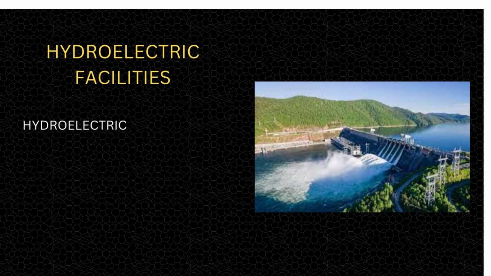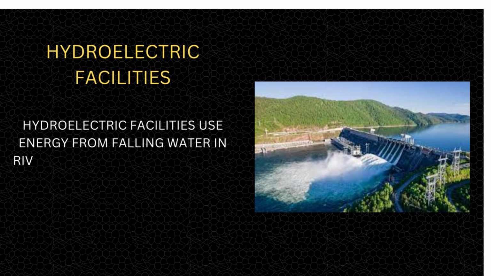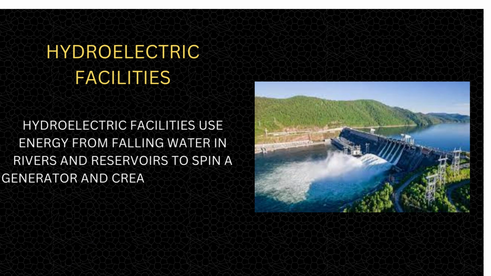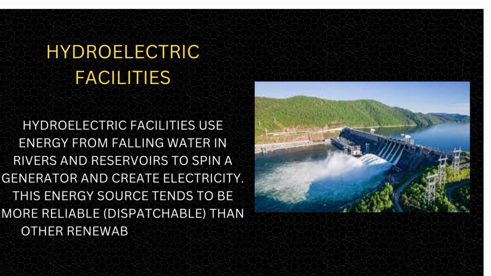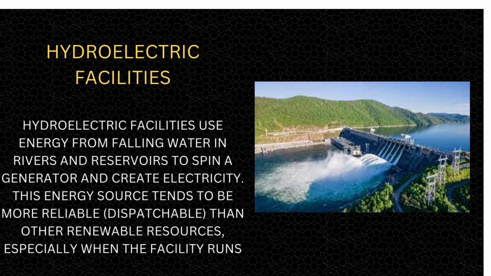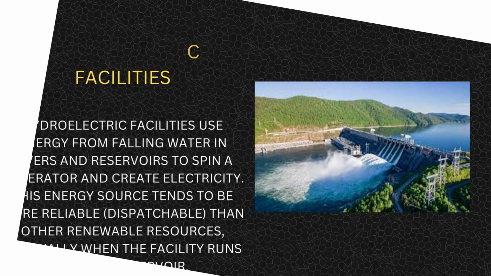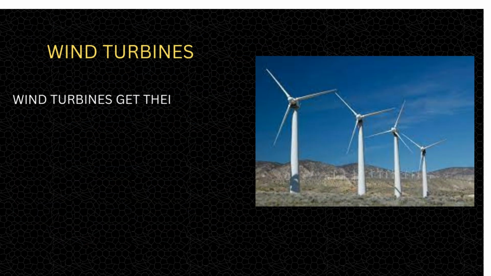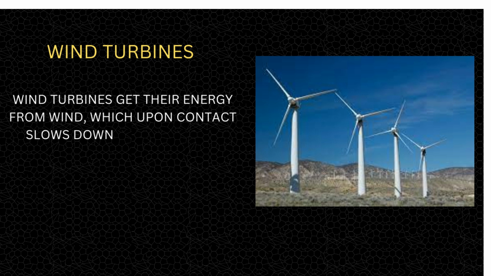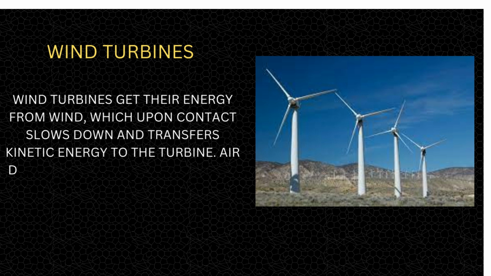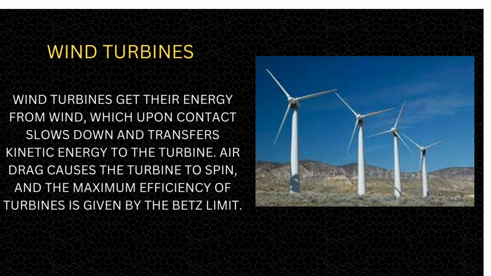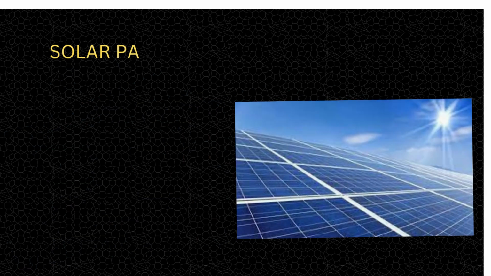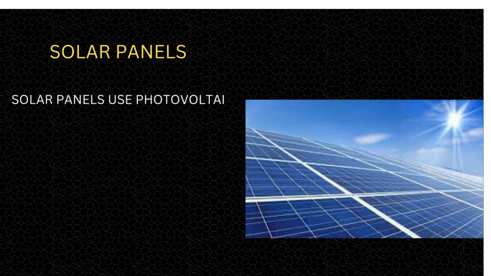Hydroelectric facilities. Hydroelectric facilities use energy from falling water in rivers and reservoirs to spin a generator and create electricity. This energy source tends to be more reliable and dispatchable than other renewable resources, especially when the facility runs off of a reservoir. Wind turbines. Wind turbines get their energy from wind, which upon contact slows down and transfers kinetic energy to the turbine. A drag causes the turbine to spin, and the maximum efficiency of turbines is given by the Betz limit.